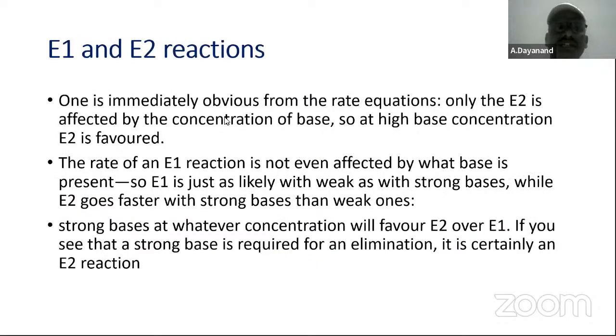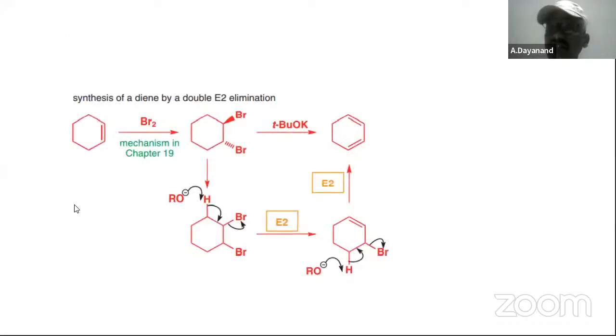Then, E1 and E2 reactions. One thing is immediately clear: only the E2 rate is affected by the concentration of base. So, high base concentration, E2 is favored. Strong base, E2 is favored. The rate of E1 is not even affected by what base is present. E1 is just as likely with weak as with strong bases. Strong bases, at whatever concentration, will favor E2 over E1. Okay, if base strength is higher, E2 happens.